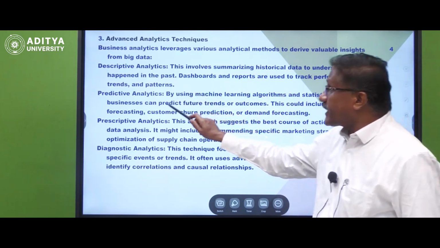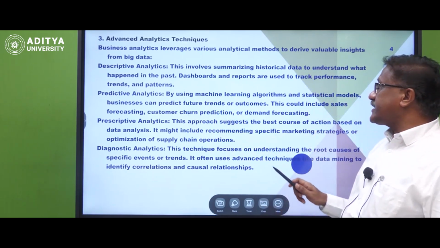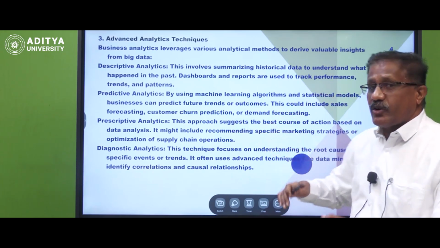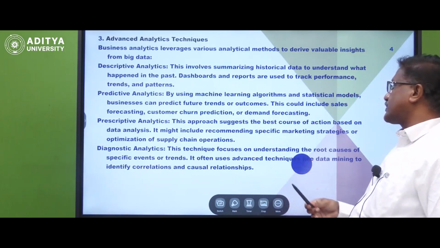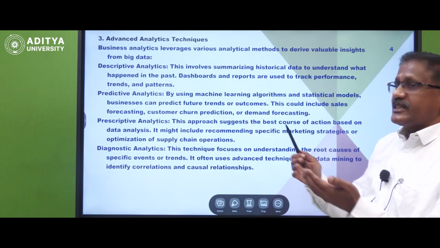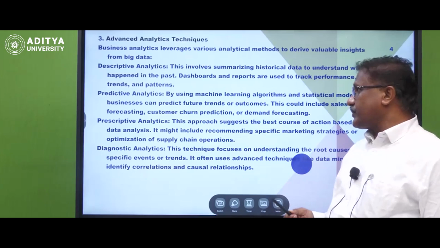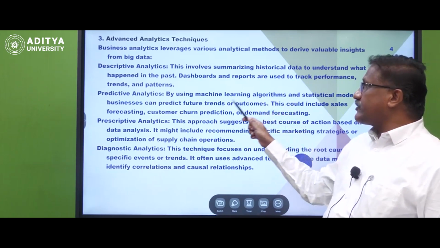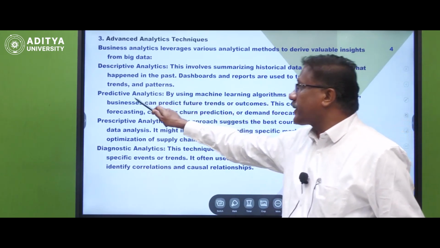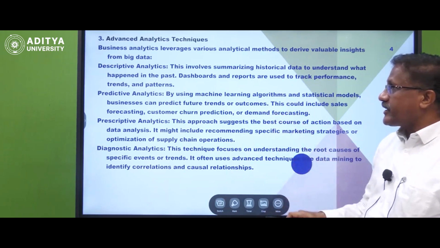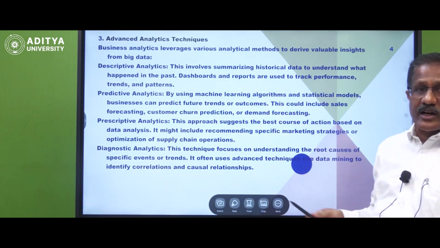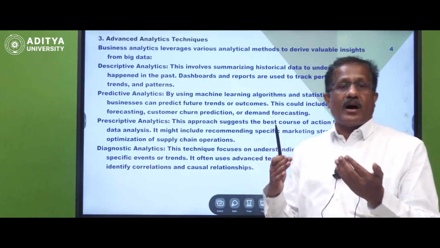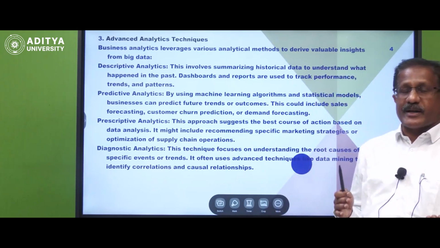And the second one is predictive analytics. What do you mean by predictive analytics? Here, by using machine learning algorithms or different types of models, we are going to predict future trends and outcomes. This includes, for example, sales forecasting, share market forecasting, customer prediction, and demand forecasting for any product. All these predictions happen with the help of predictive analytics. It uses different machine learning algorithms and statistical methods to predict values for the future, to gain a better understanding.